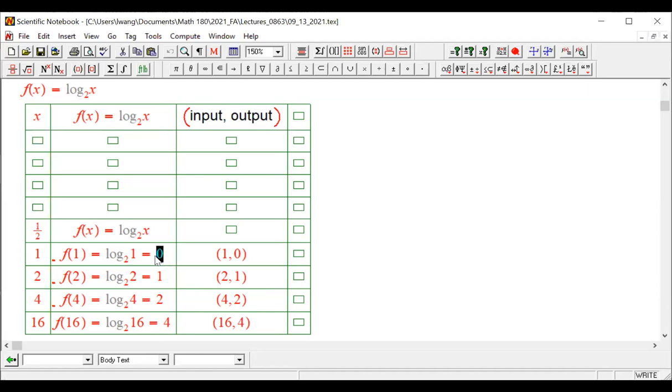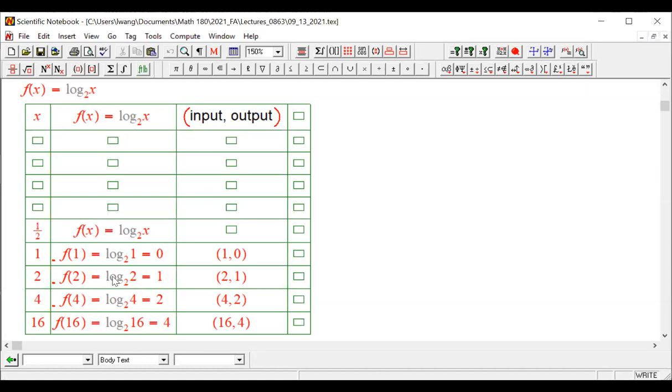Well, all you have to do is check if 2 to the power 0 equals 1, 2 to the power 1 equals 2, 2 to the power 2 equals 4, and 2 to the power 4 equals 16. Do you guys follow me? Yes? I have another trick to show you.